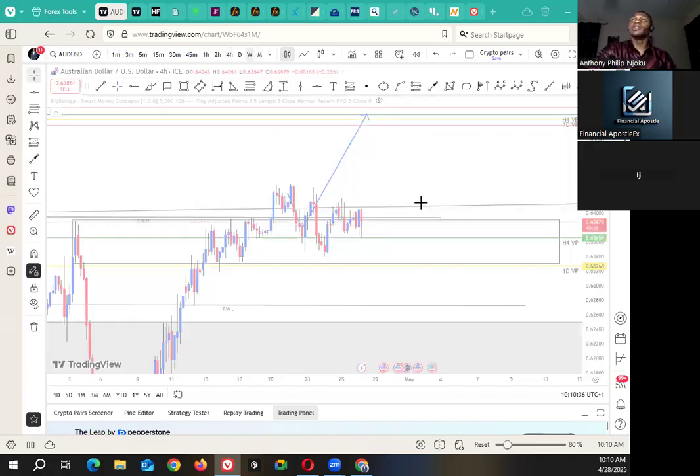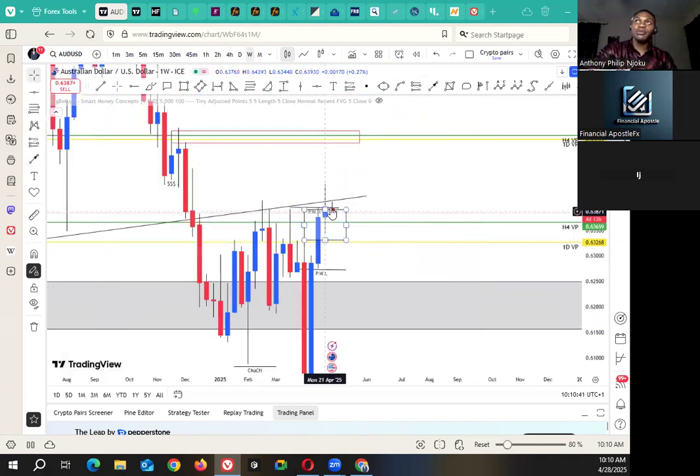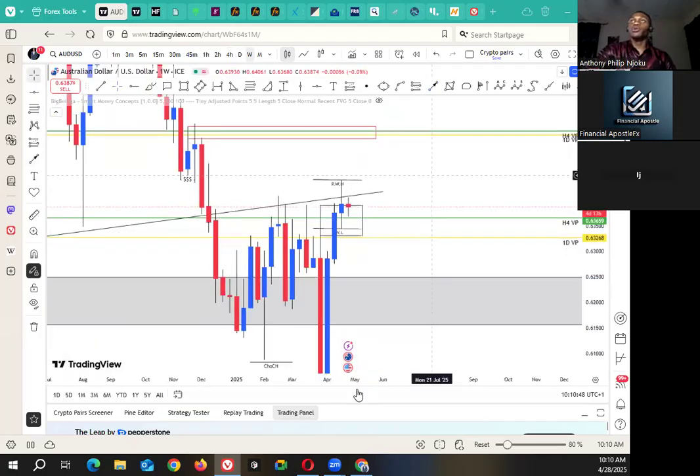So let's update this chart for today. Let's go to the weekly time frame. On the weekly time frame, we need to update the previous week high and previous week low. This is the previous week high. If you break the previous week high, you go higher. If you break the previous week low, you go lower.